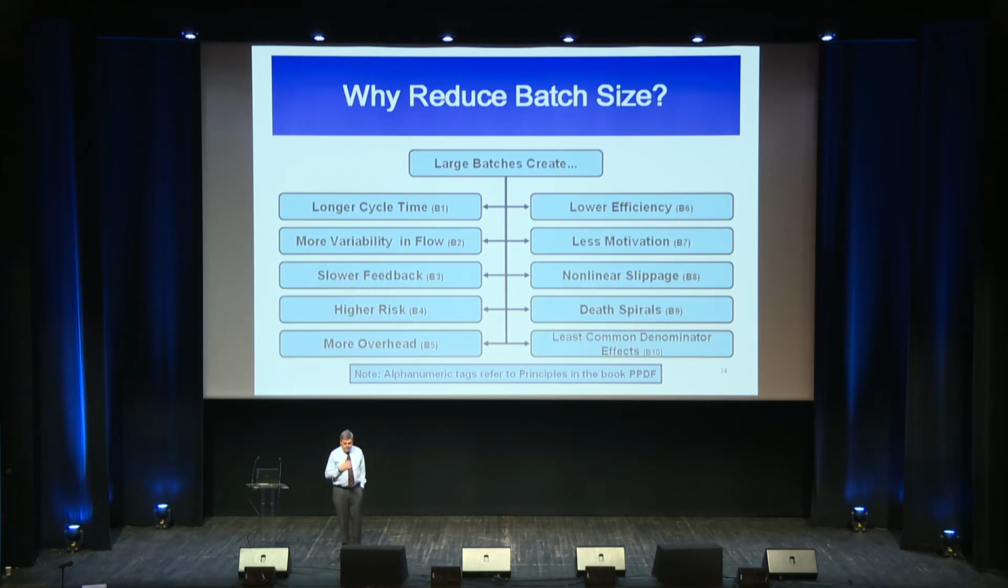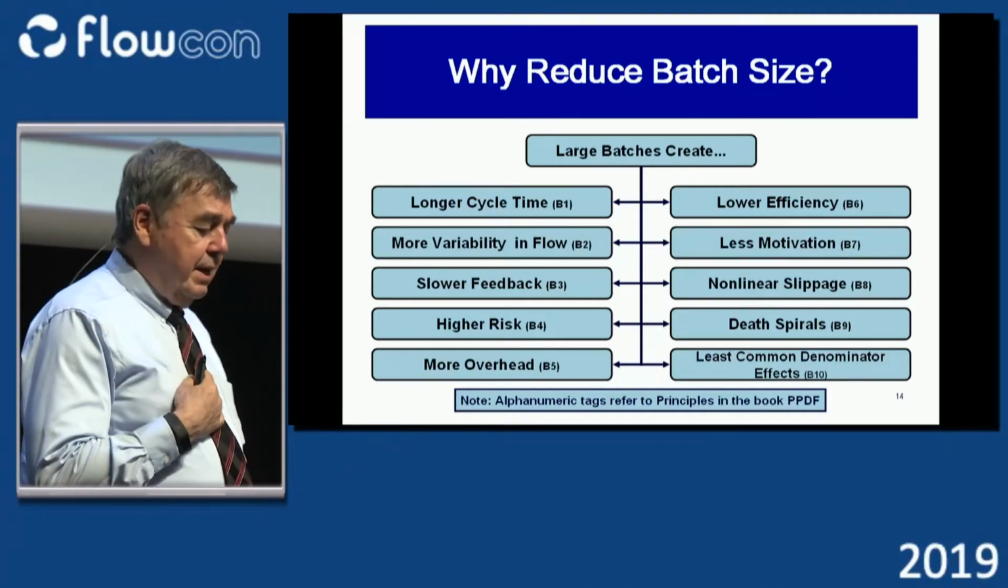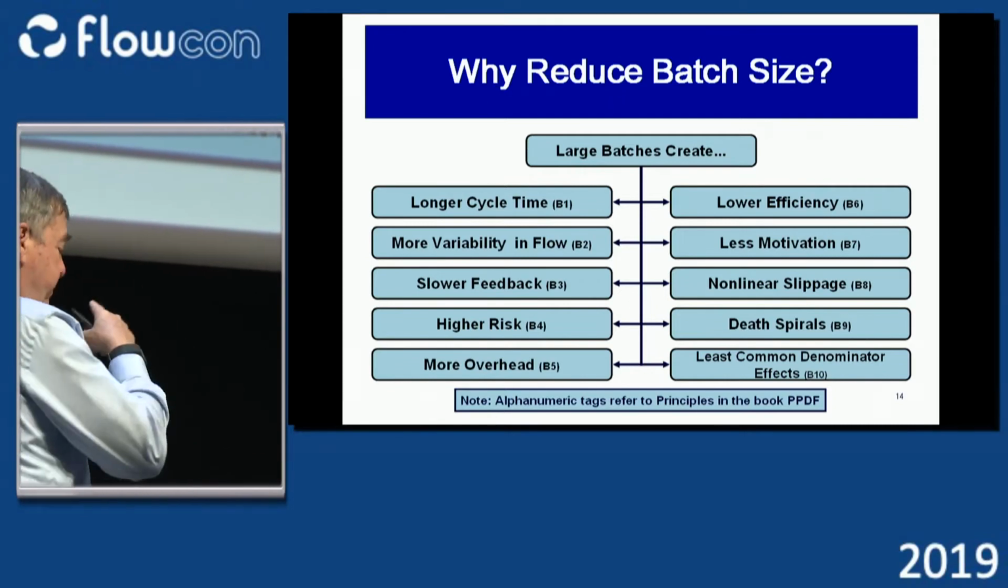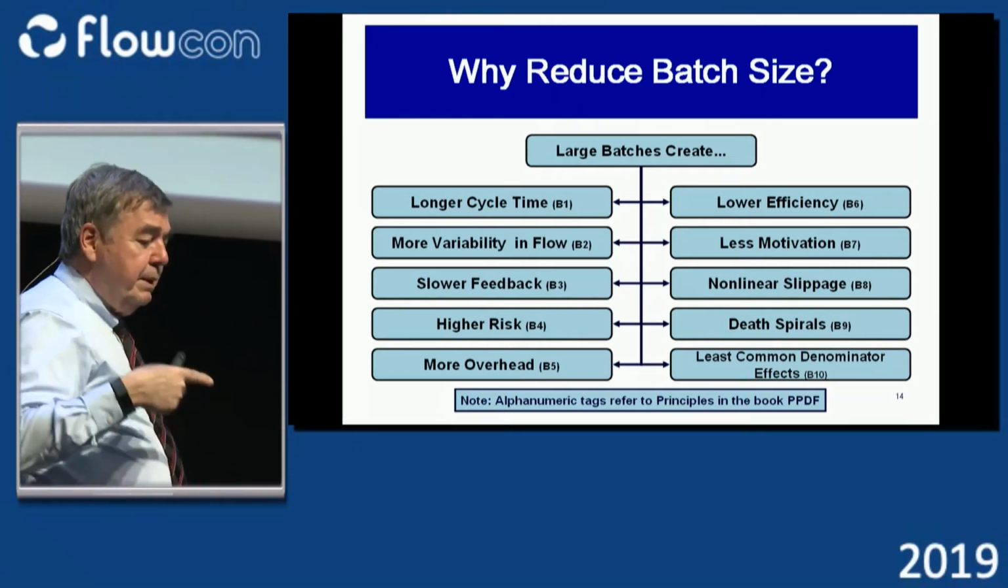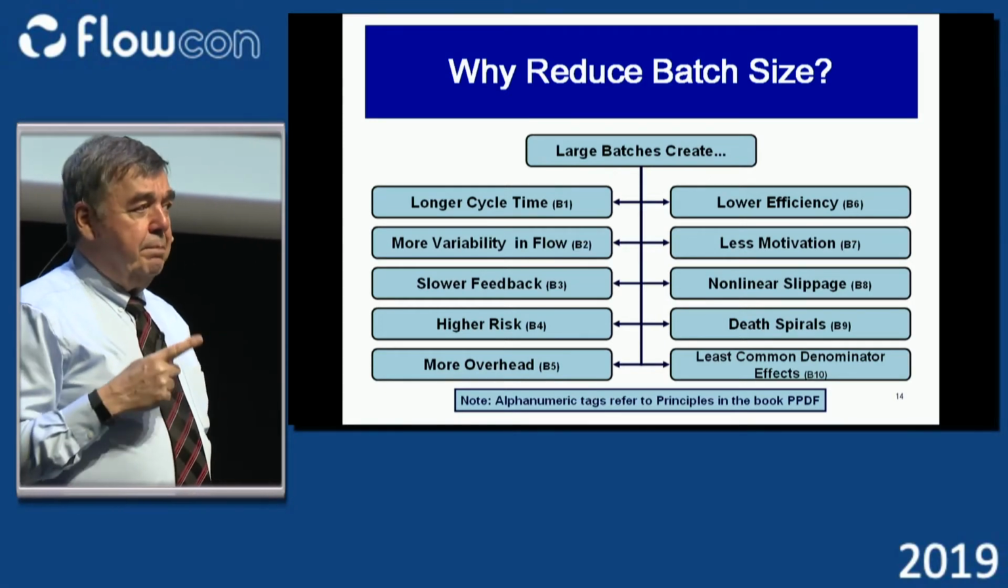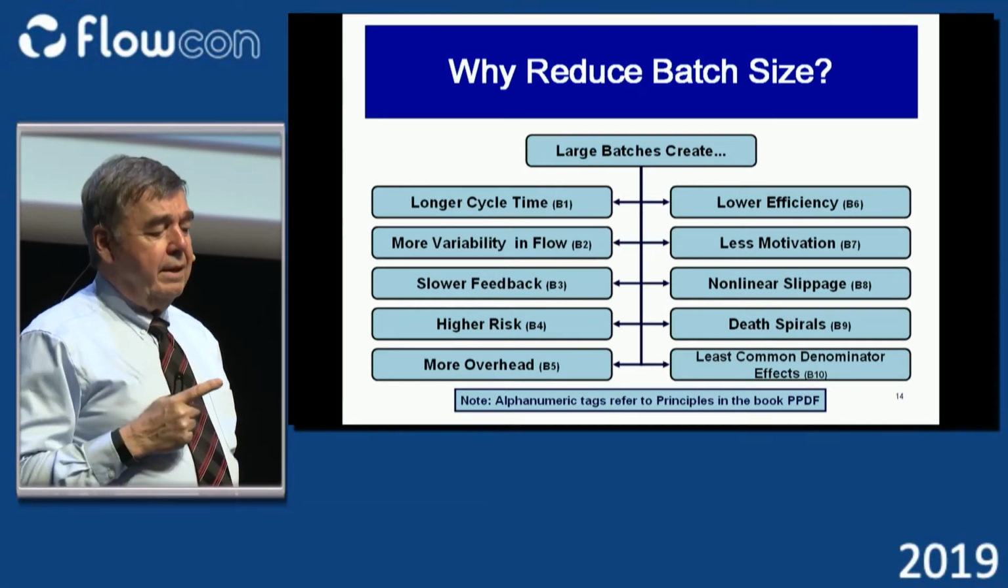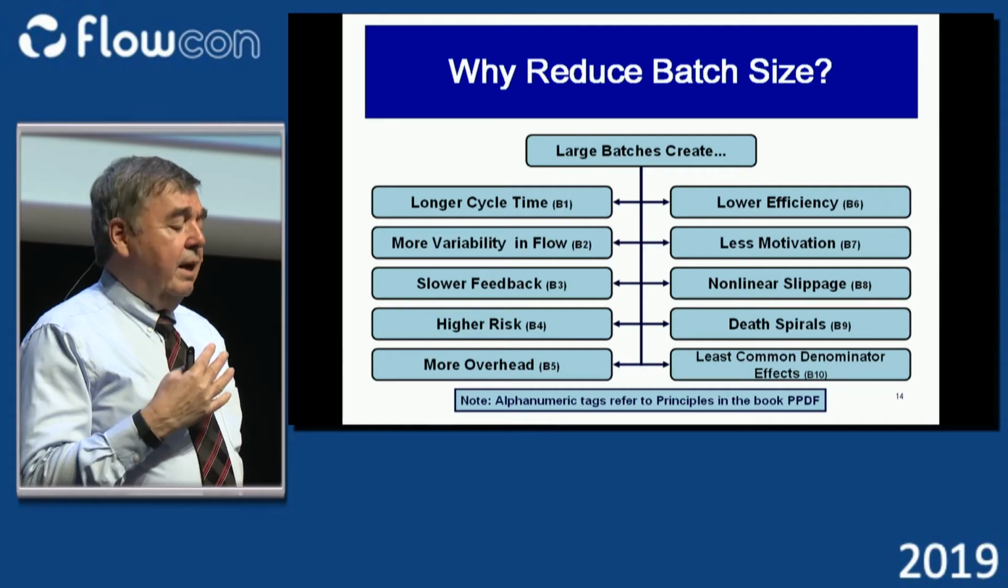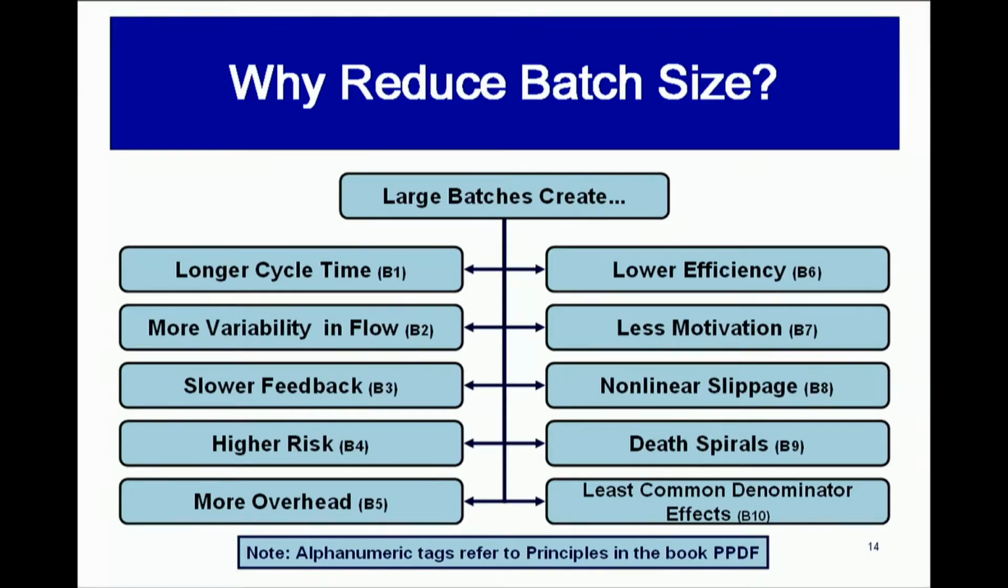There are a number of other things that go on besides those. I've talked about the effect of cycle time and on variability and slower feedback. Higher risk is a very important one, and I'll talk about that in a second. Obviously, there's more overhead if there's more inventory. Lower efficiency, you wouldn't think, a lot of people are using large batches because they think they are efficient.